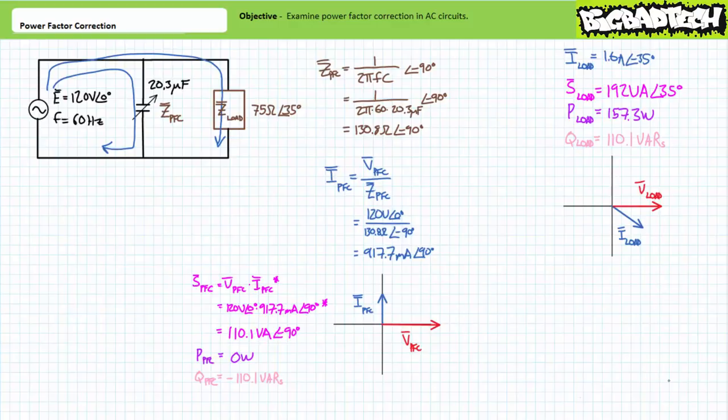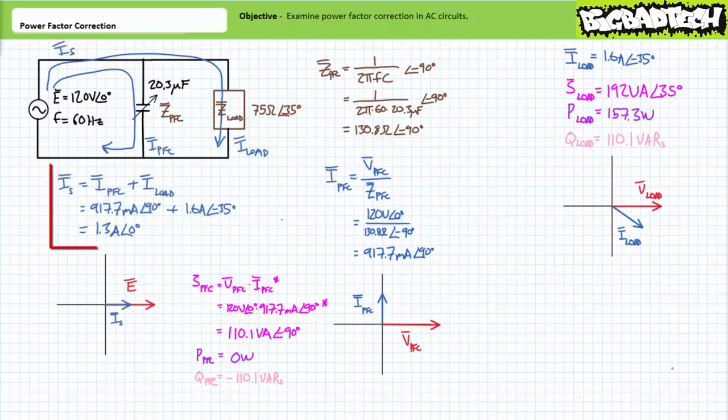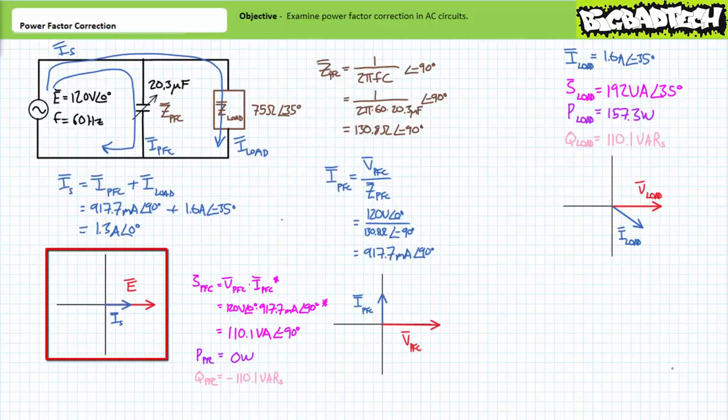Look at the angles. A Kirchhoff's current law analysis of our present configuration, including the power factor correcting capacitor, demonstrates source current equals current to the load plus current to the power factor correcting capacitor. Substituting in our given values shows source current is 1.3 amps at an angle of 0 degrees. Not only has source current magnitude decreased in comparison to our non-power factor corrected circuit, it also appears to be in phase with the supply voltage.